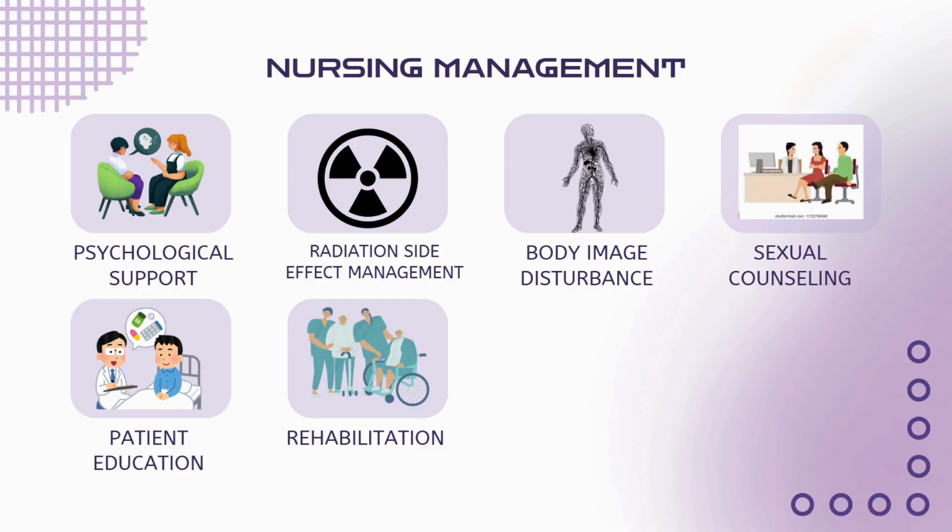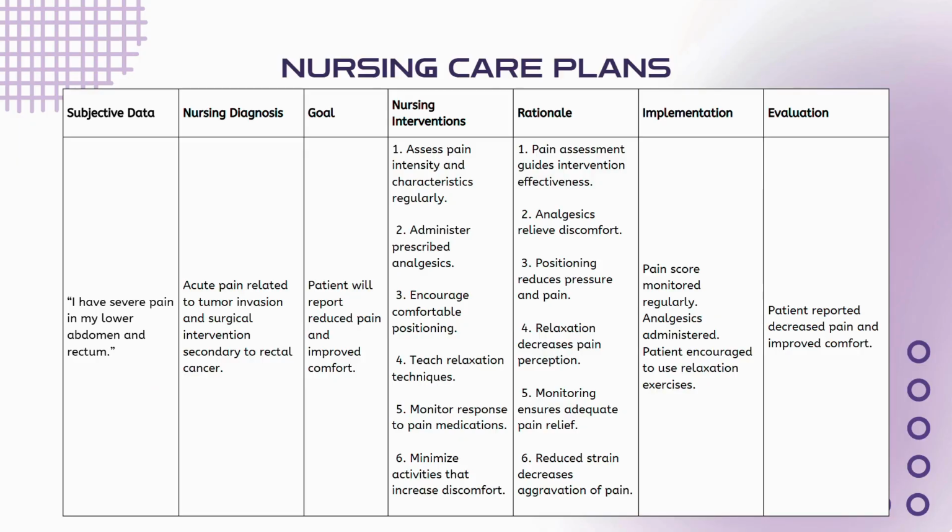Then radiation side effect management, such as the radiation may cause diarrhea, radiation proctitis, fatigue, skin irritation, and urinary symptoms. The nurse should monitor bowel function, encourage hydration, provide skin care, administer medication as prescribed, and encourage rest periods. Sexual counseling may be necessary for the patient. Then patient education on colostomy care, dietary modification, hydration, medication adherence, wound care, signs of complication, and follow-up should be explained to the patient. Then coming to the nursing care plan.